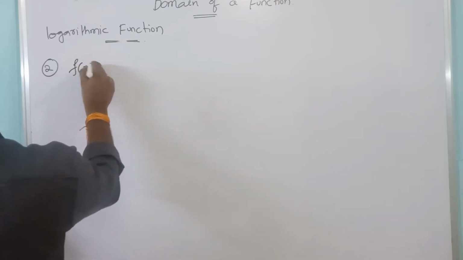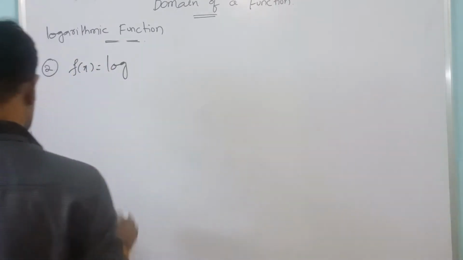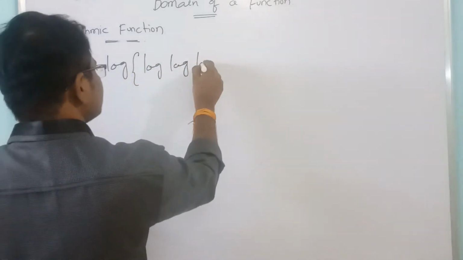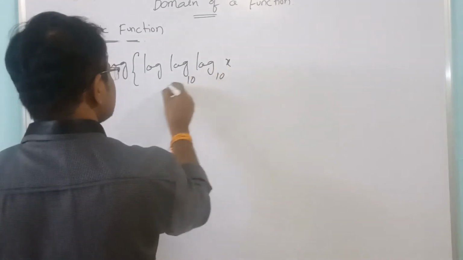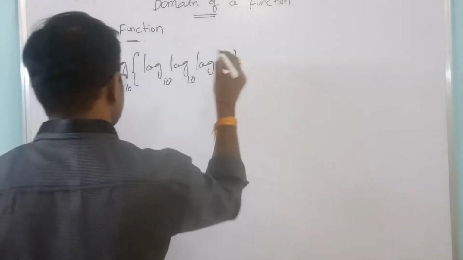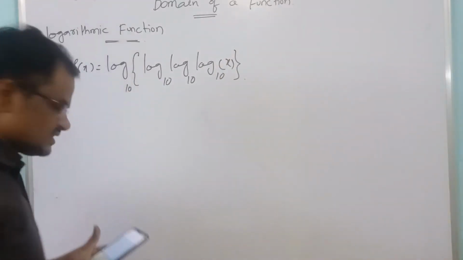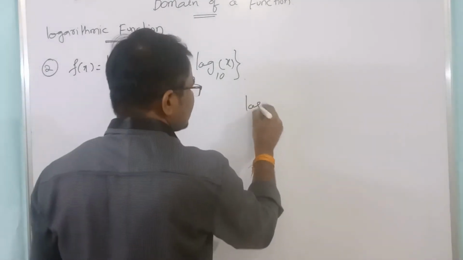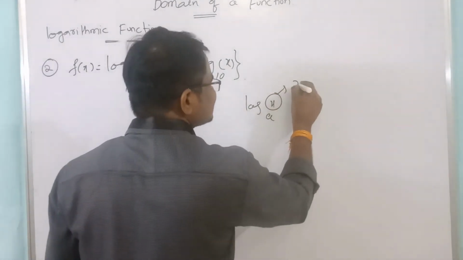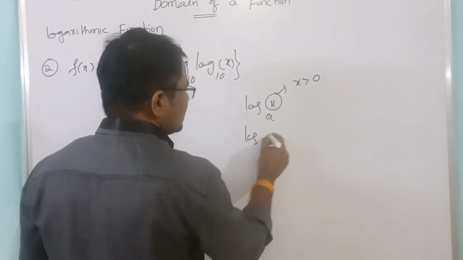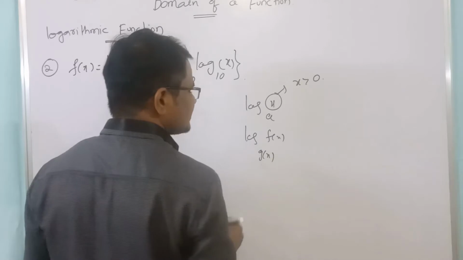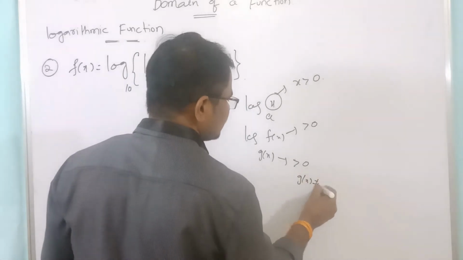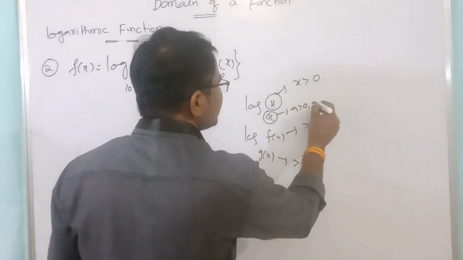f of x equal to log of log of log x to the base 10, to the base 10, to the base 10. Here also to the base 10 is there. So how to do this one? So this is also an important one. Listen carefully. Here also we know that log x to the base a is there, means here x greater than 0. Or log of f of x to the base g of x is there, means here f of x is greater than 0, g of x is also greater than 0 and g of x not equal to 1. Here also a greater than 0, a not equal to 1.